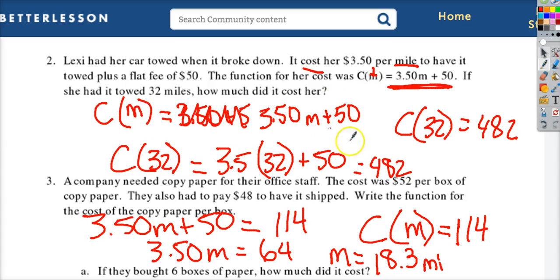Or how many miles can you get towed for $114? That's about 18.3 miles. So again, you would say C of 18.3 is 114. The cost of being towed 18.3 miles is $114. All right, I hope that makes a little more sense for you. Sorry it took so long.